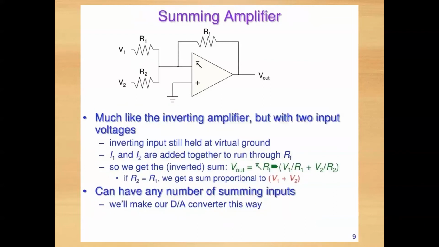Summing amplifier, much like the inverting amplifier, but with two input voltages. Inverting input still held at the virtual ground. So we get the inverted sum: V output is equal to minus RF into V1 by R1 plus V2 by R2. So we can have any number of summing inputs.